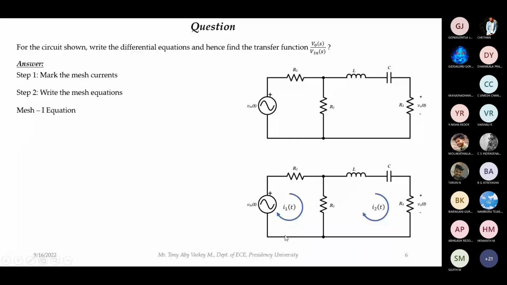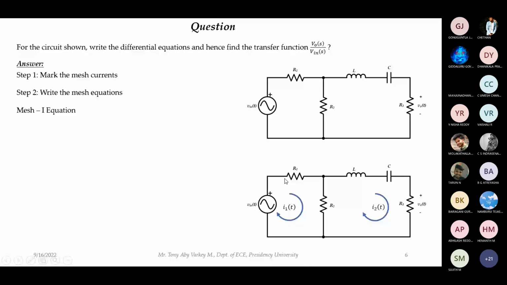Yes, sir. Okay, so I will start from this particular point. What is the first thing that comes? Minus V in of t, correct? Because this is the negative terminal of the voltage source, since this is marked as positive. So I'm starting from here. First one is minus V in of t plus, what is this next thing?